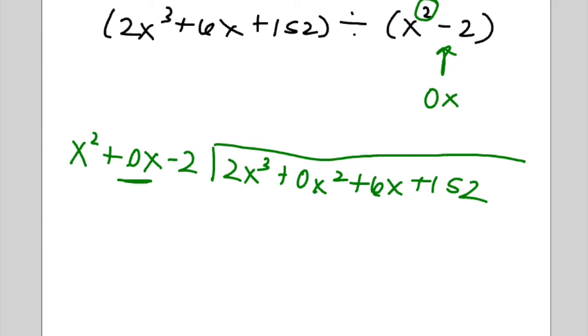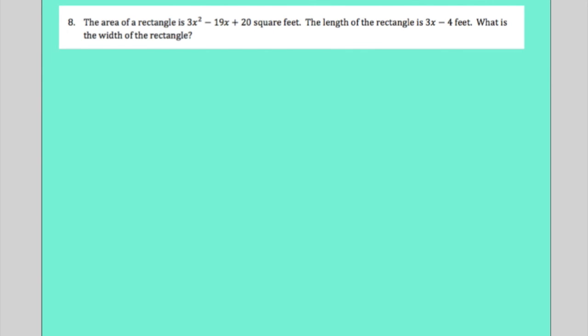Okay, we have one problem left, a little bit of a word problem, number 8. The area of a rectangle is 3x squared minus 19x plus 20 square feet. The length of the rectangle is 3x minus 4. It says, what is the width of the rectangle? So a rectangle is length times width. I know my length and I know my area. I'm trying to find my width. So I would divide both sides by my length. So my width will equal my area divided by length.